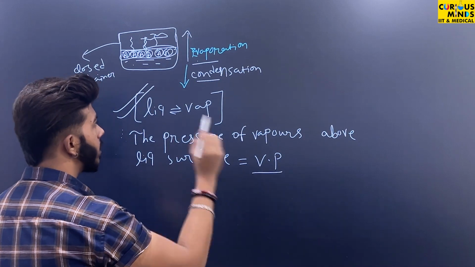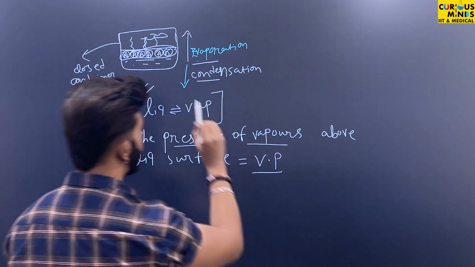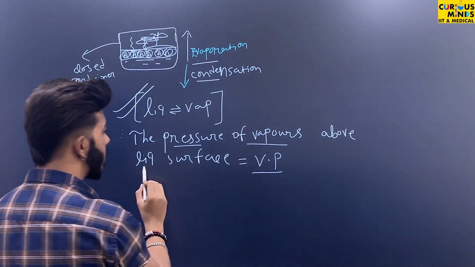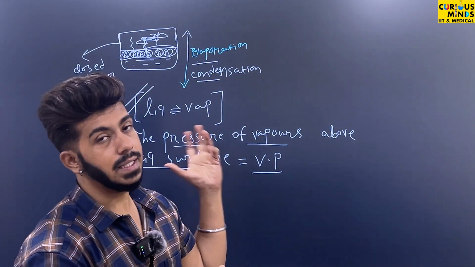So what is vapor pressure? This is vapor pressure, that is the pressure of the vapors. These are vapors. So the pressure of vapors above the surface is called vapor pressure. Vapor pressure of what? Vapor pressure of this liquid.